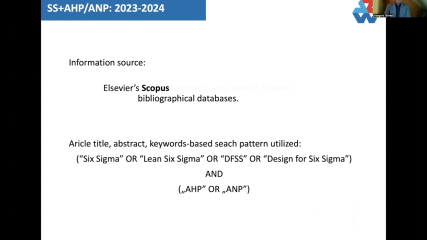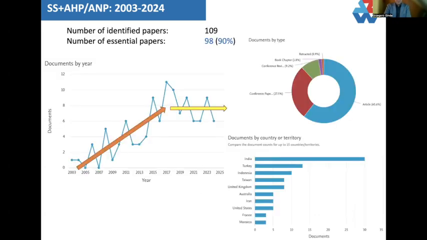Okay, so next we have conducted analysis with regard to the combination of AHP and ANP from 2003. Okay, next slide, please. And it proved out that up to 2017, this topic of application of AHP and ANP in Six Sigma had a great rise, and then after that it stabilized. So it seems that this combination is a mature one now.